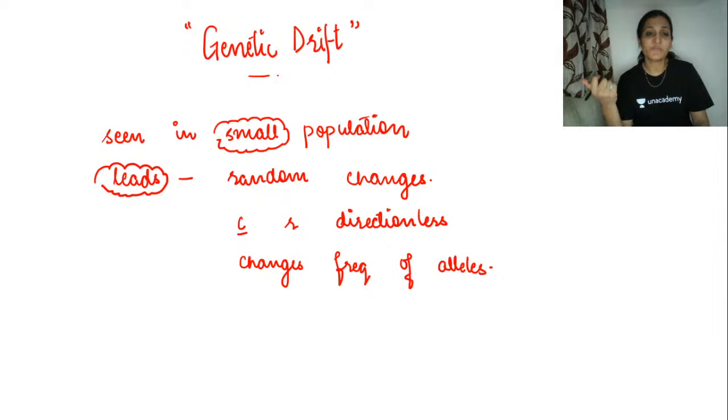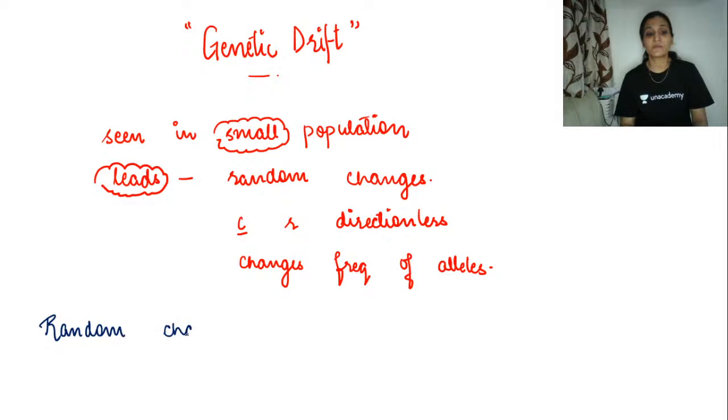Now, if you are curious how I would write the definition of genetic drift, you can write it this way: the random changes which are directionless and which lead to changes in the frequency of alleles, observed in a small population, is called genetic drift. So how would we write it?